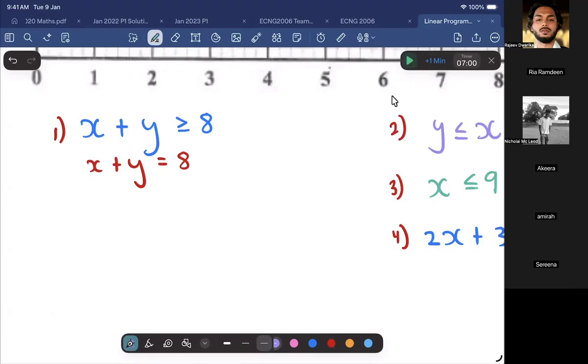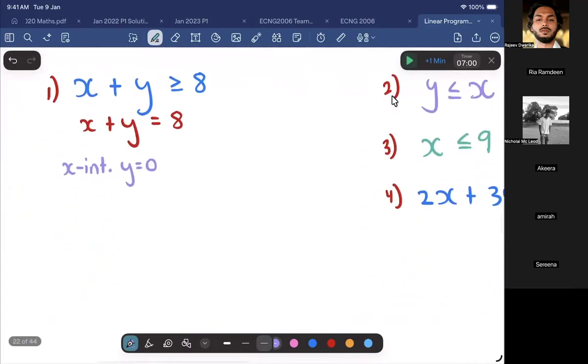Right? So Ria, let's start off with the x-intercept. Ria, at the x-intercept, what do we know? y is always 0, because you are on the x-axis itself. And this is the same procedure you're going to spam for all of them. So x-intercept, y is equal to 0.